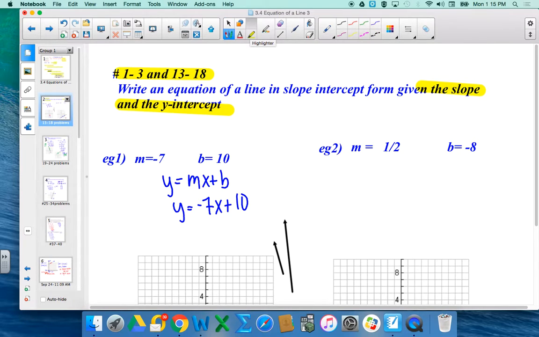On the second example, you have the same concept going on. You have y is equal to mx plus b. You plug in the slope, which is 1/2. You plug in b, which is -8, so -8. Now I think on some of the exercises you're asked to graph the equation.